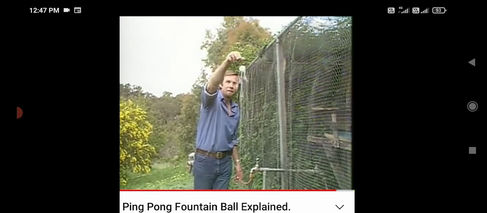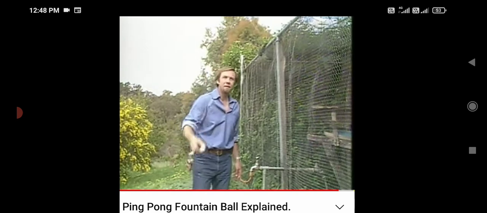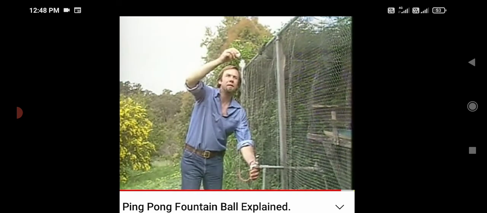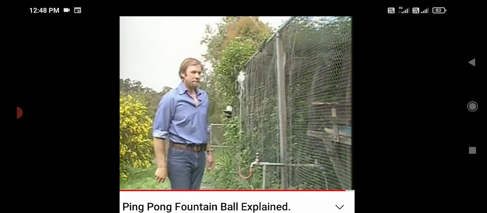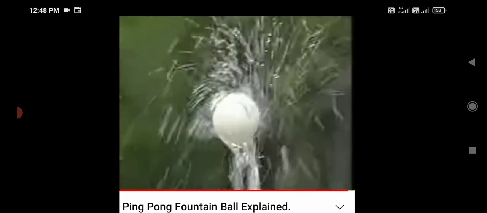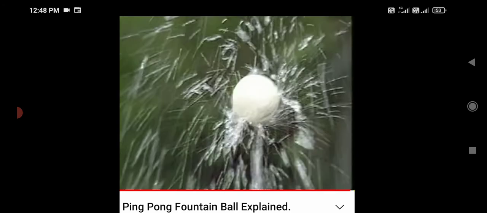Next, one more ball. In this case also the ball falls down. In the third case, before dropping the ball, he adjusts the water pressure. Then automatically the ball stays in the space. It is floating, moving here and there, up and down. How is it possible? I'll explain in the next clip.